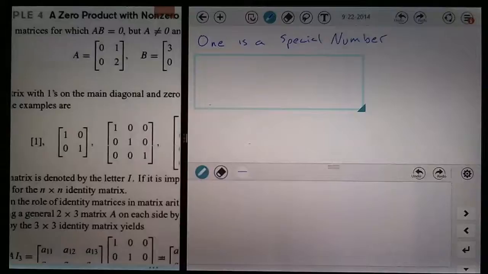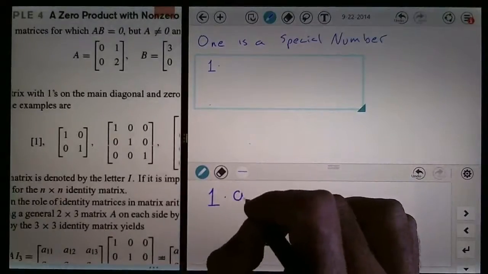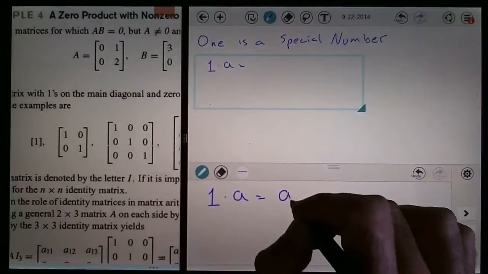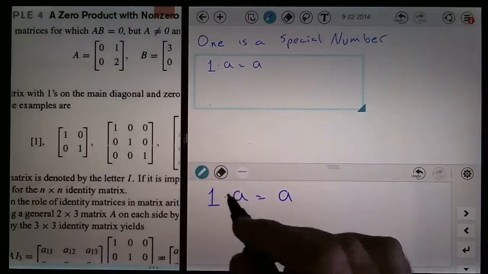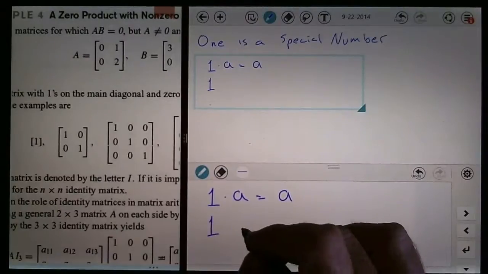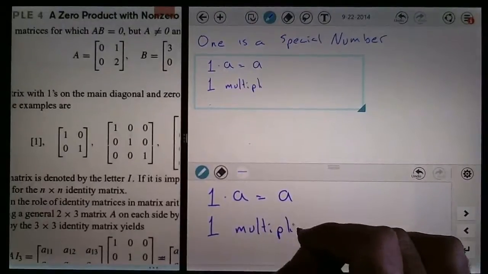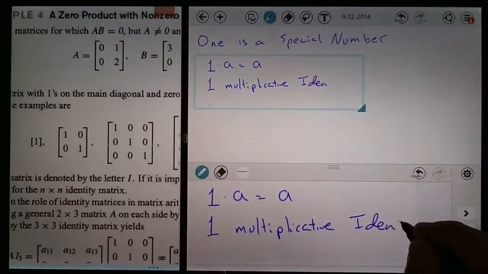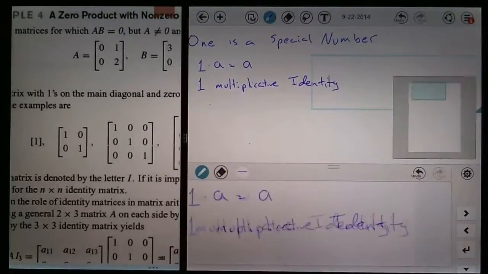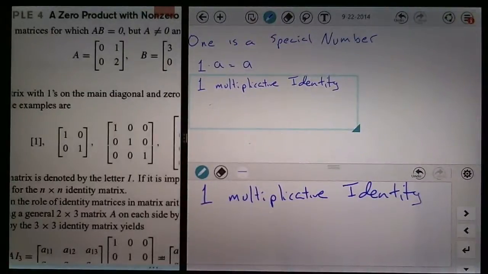In the world of real numbers, 1 is a special number. 1 is a special number because if you take the number 1 and you multiply it by any real number, you get that same real number back again. It's kind of like what 0 did for addition, 1 does for multiplication. 1 is what's called the multiplicative identity. The multiplicative identity is the number you multiply by anything to get that anything back again.